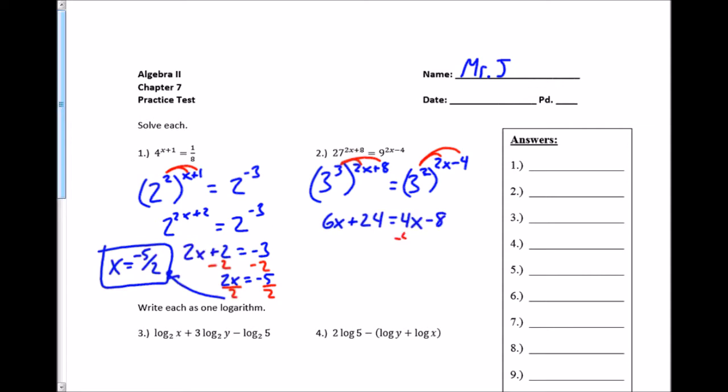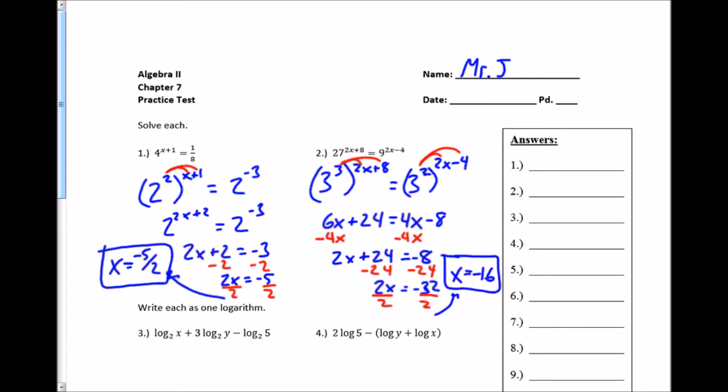I subtract the 4x from each side. So I get 2x plus 24 equals negative 8. I subtract the 24 from each side. So I find out that 2x equals negative 32. And then I divide by the 2. Okay, so again, when possible, we want to rewrite this so that it has the same base on each side, which allows me to just set the exponents equal to one another.